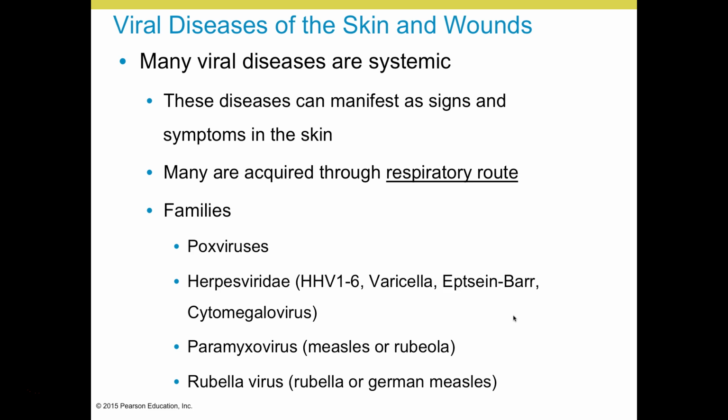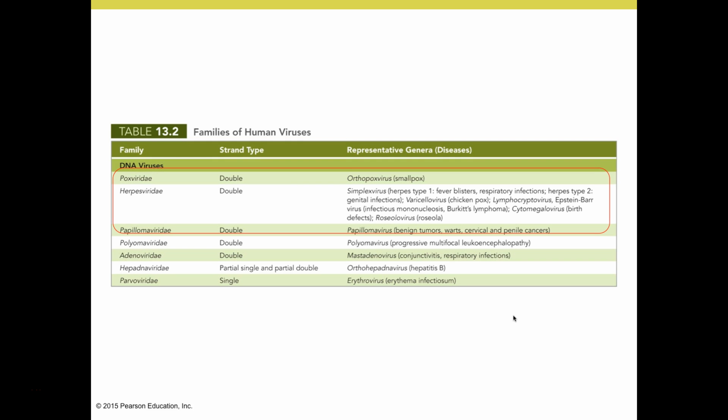We have different families of virus that cause viral disease. You have your pox viruses, herpesviruses, your paramyxovirus and your rubella virus. These are the families of the human viruses. When we refer to strand type, we're talking about the DNA, double-stranded DNAs or single-stranded DNAs or RNAs. But here we're looking at all DNA viruses, okay? So your double-stranded or single-stranded DNAs.